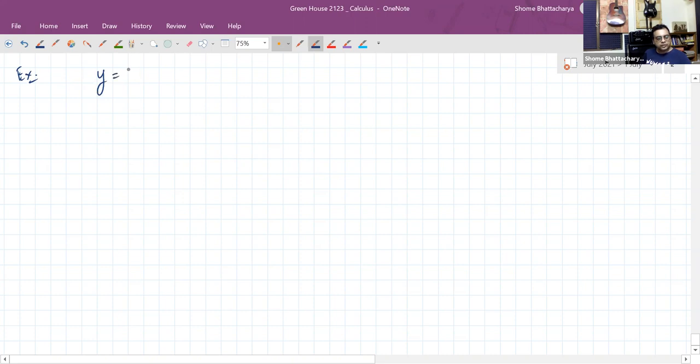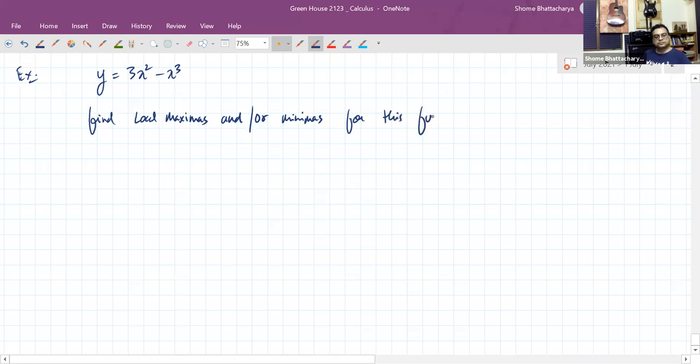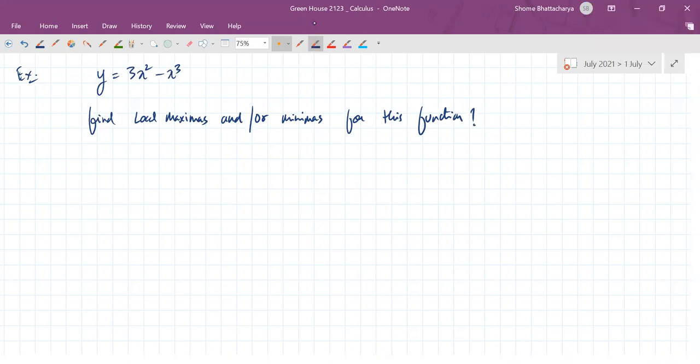So this is 3x square minus x cube. Okay. So again, find local maximas and or minimas. Just try this out yourself. Just apply the same three steps, okay?